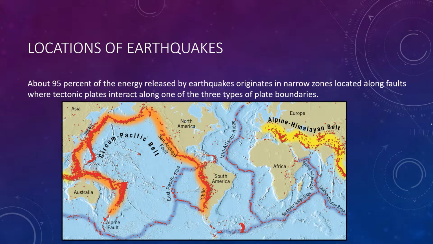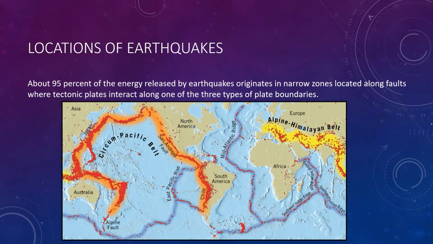About 95% of the energy released by earthquakes originates in a few relatively narrow zones located along fault surfaces where tectonic plates interact along one of three types of plate boundaries: convergent, divergent, and transform plate boundaries. The zone of greatest seismic activity, called the Circum-Pacific Belt, encompasses the coastal regions of Chile, Central America, Indonesia, Japan, and Alaska, including the Aleutian Islands. Most of the large earthquakes in the Circum-Pacific Belt occur along convergent plate boundaries, where one plate subducts beneath another at a comparatively low angle.